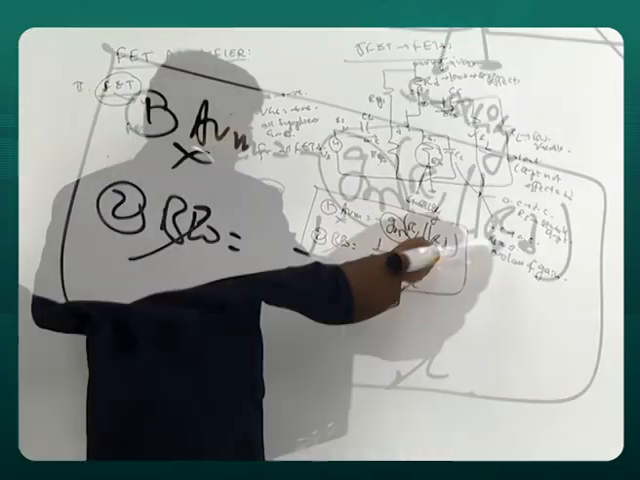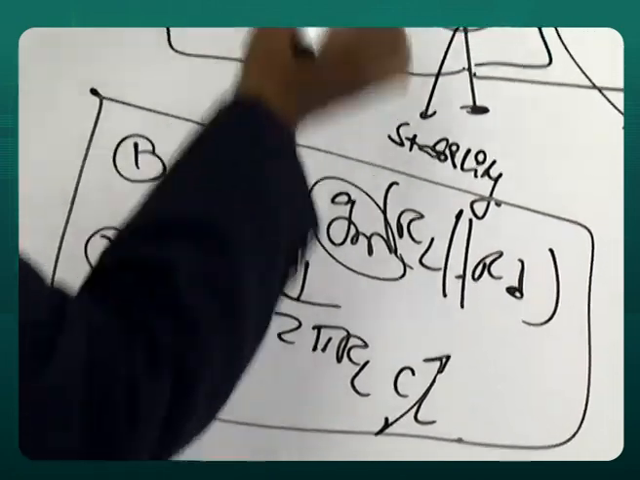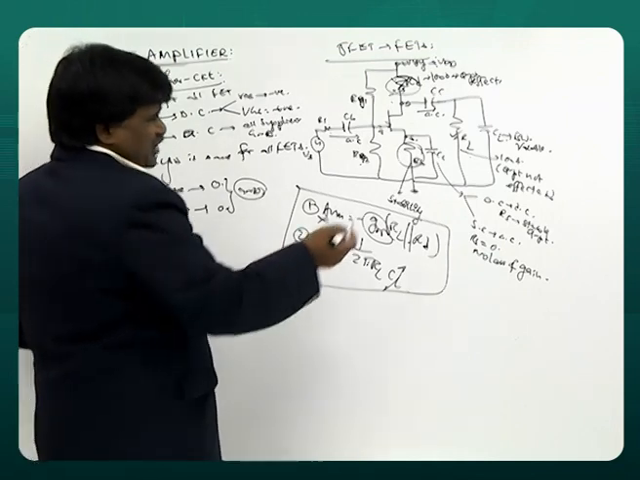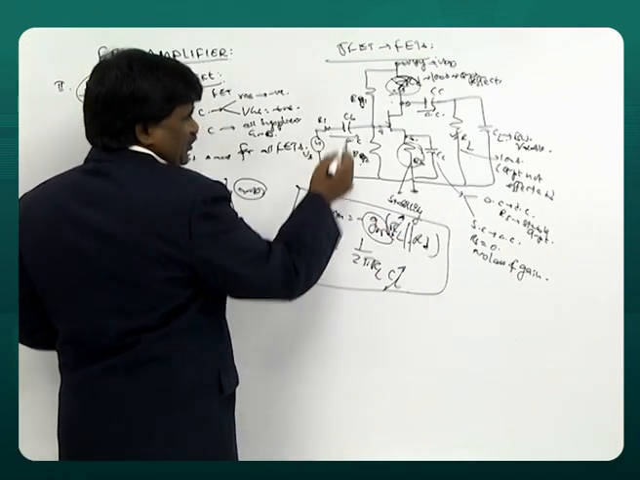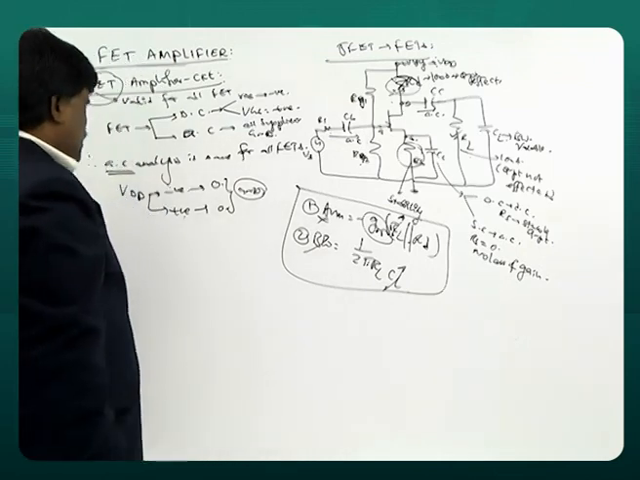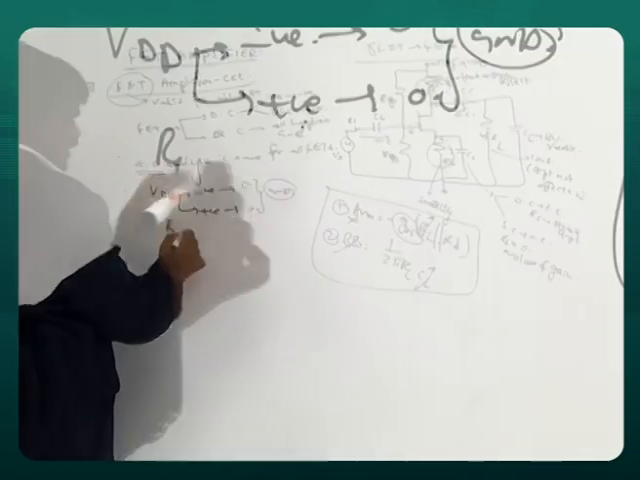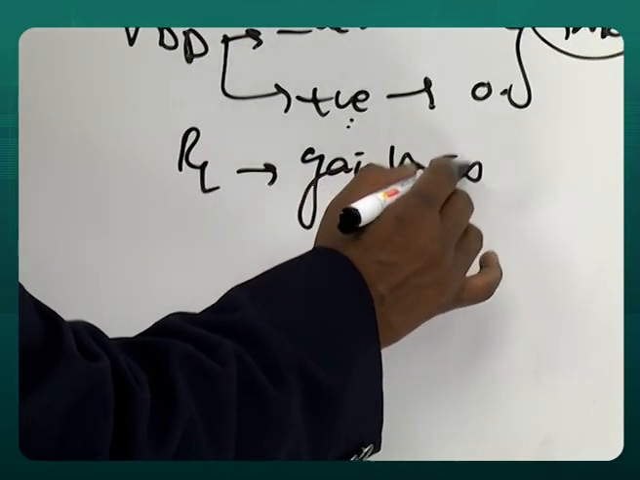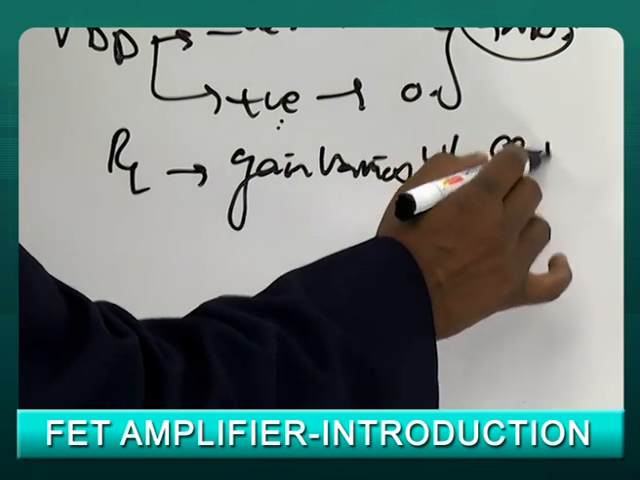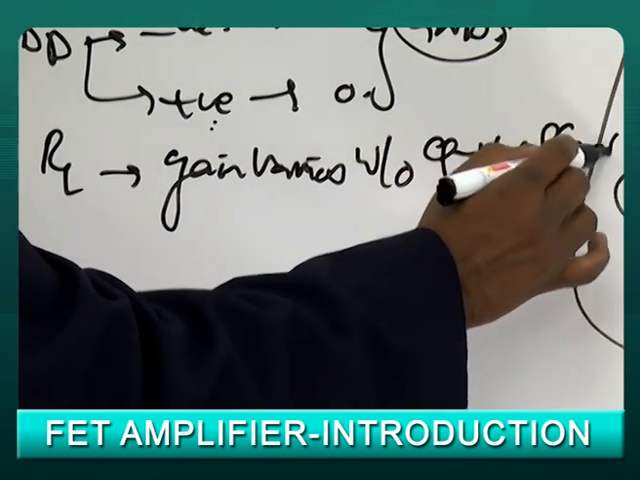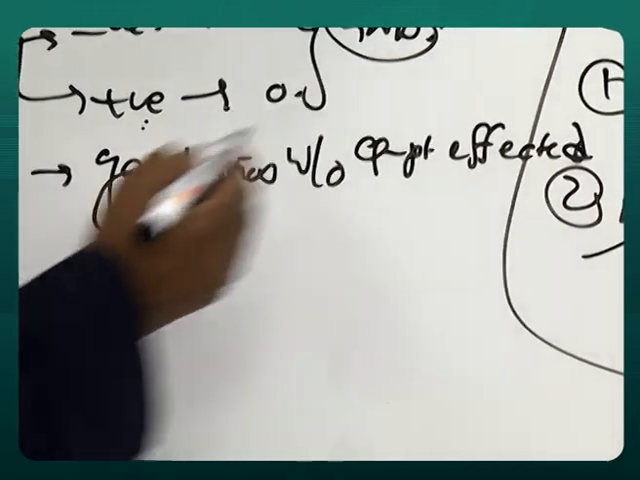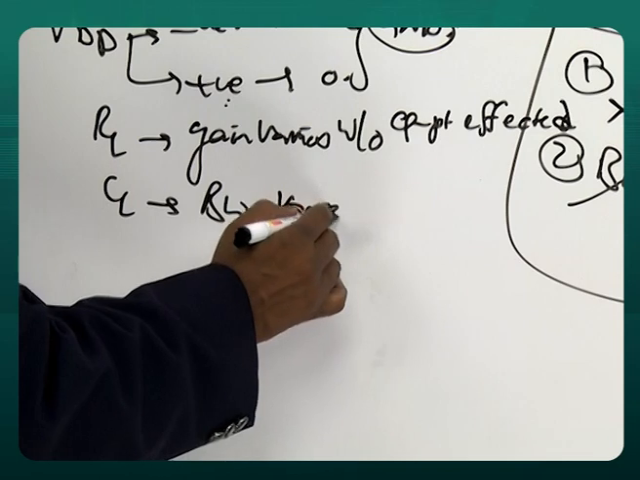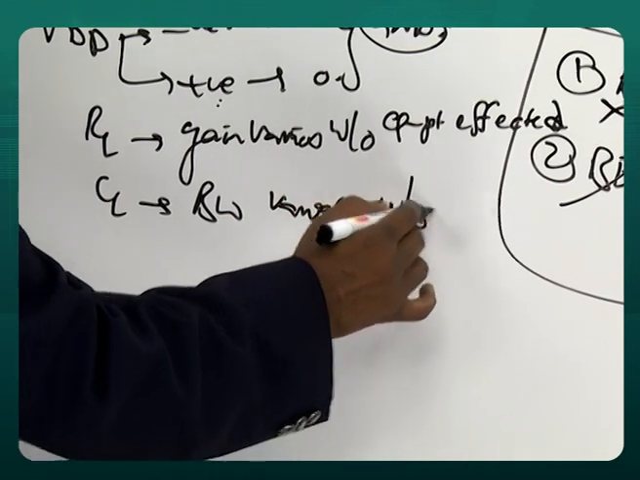Similarly, don't vary RD, because both AC and DC are affected. Only vary RL, and gain is affected. So by changing RL, gain is affected without the Q point. So I have two very interesting conclusions. RL: what is it doing? Gain varies without the Q point affected. Then what is CL? Bandwidth varies without affecting gain.